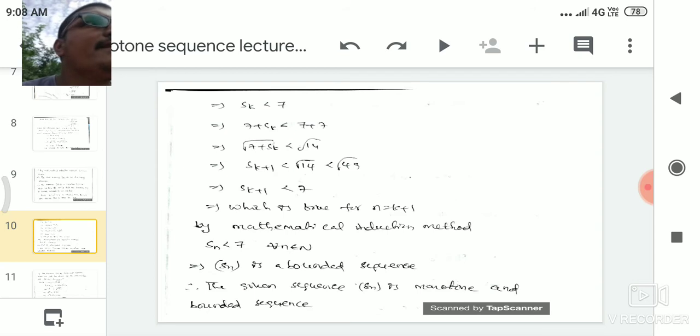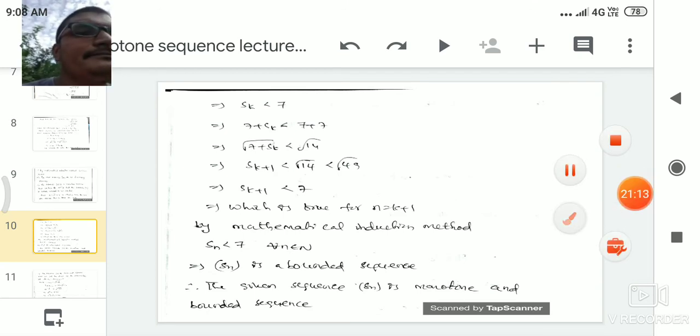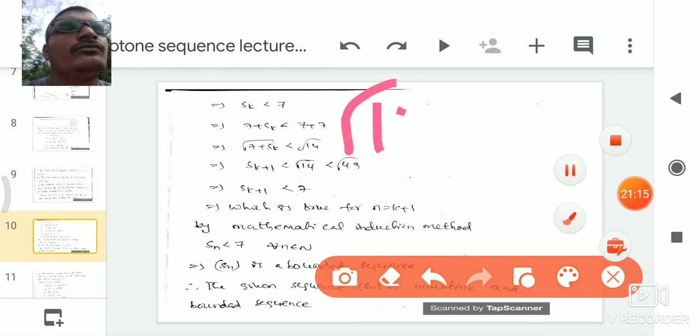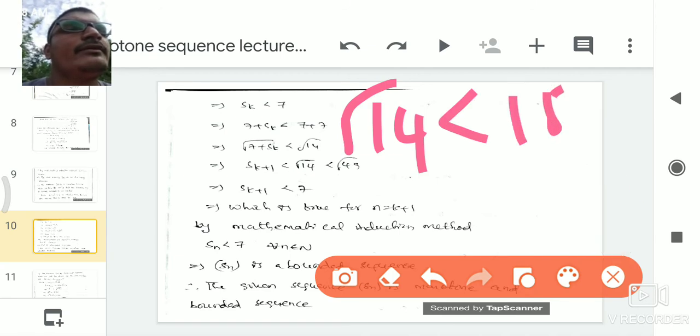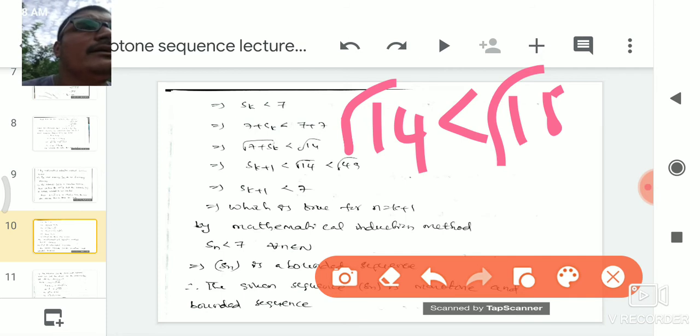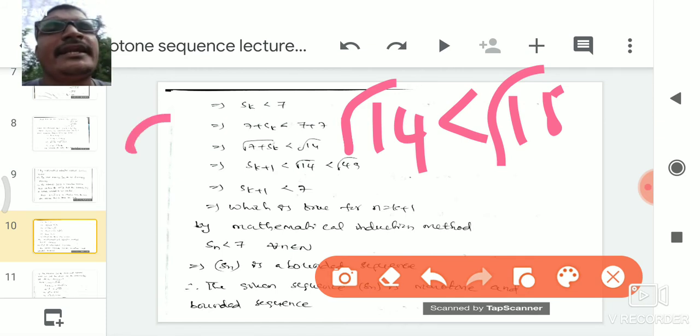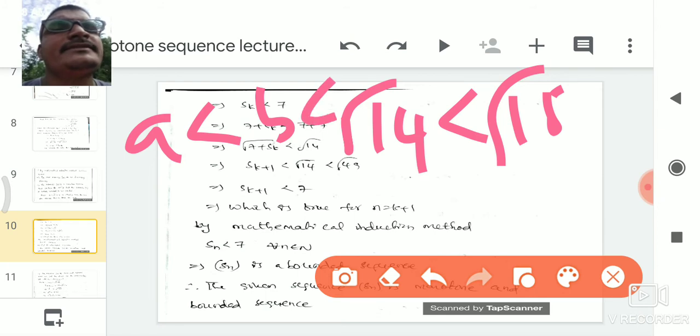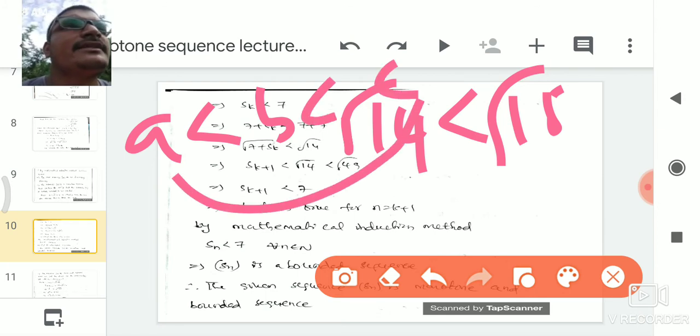Root 14 is less than root 15, less than root 16, less than root 17, less than root 18, root 19, and so on. It is also less than root 49. So here we use this condition: if a is less than b and b is less than c, then a is always less than c. So by using this condition, here S(k+1) is less than 7.